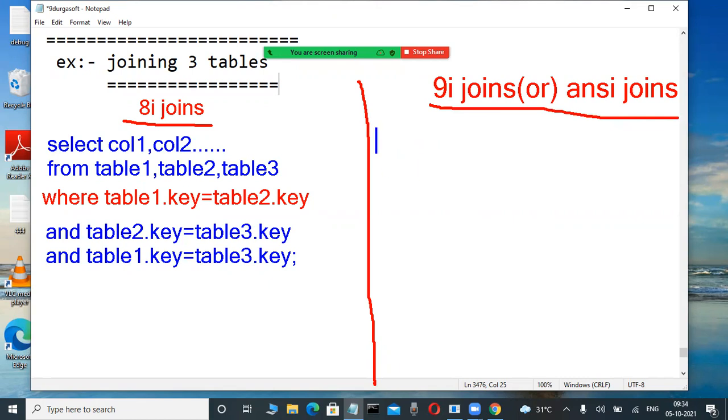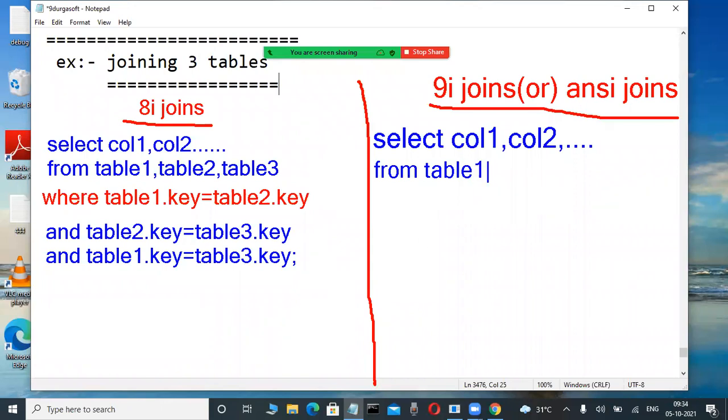Okay, guess it. Select, syntax based only. Which columns you are interested to display? Those columns, any number of columns also. Okay, fine. Very good. From, in the from clause, which keyword are we using? Join keyword, no? Yes. Table name 1, join, table name 2, yes, join, very good, join, again table name 3.